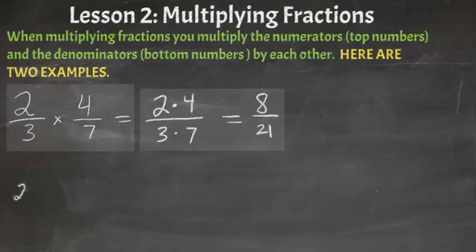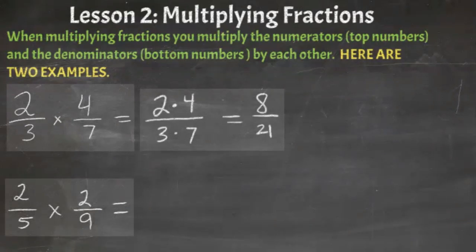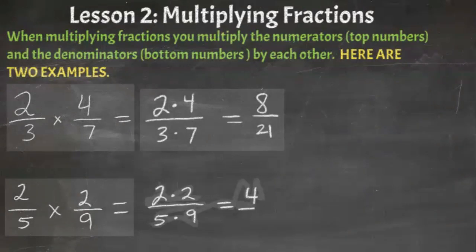Next one is 2 over 5 times 2 over 9, and that equals 2 times 2 over 5 times 9, which is equal to 4 over 45.